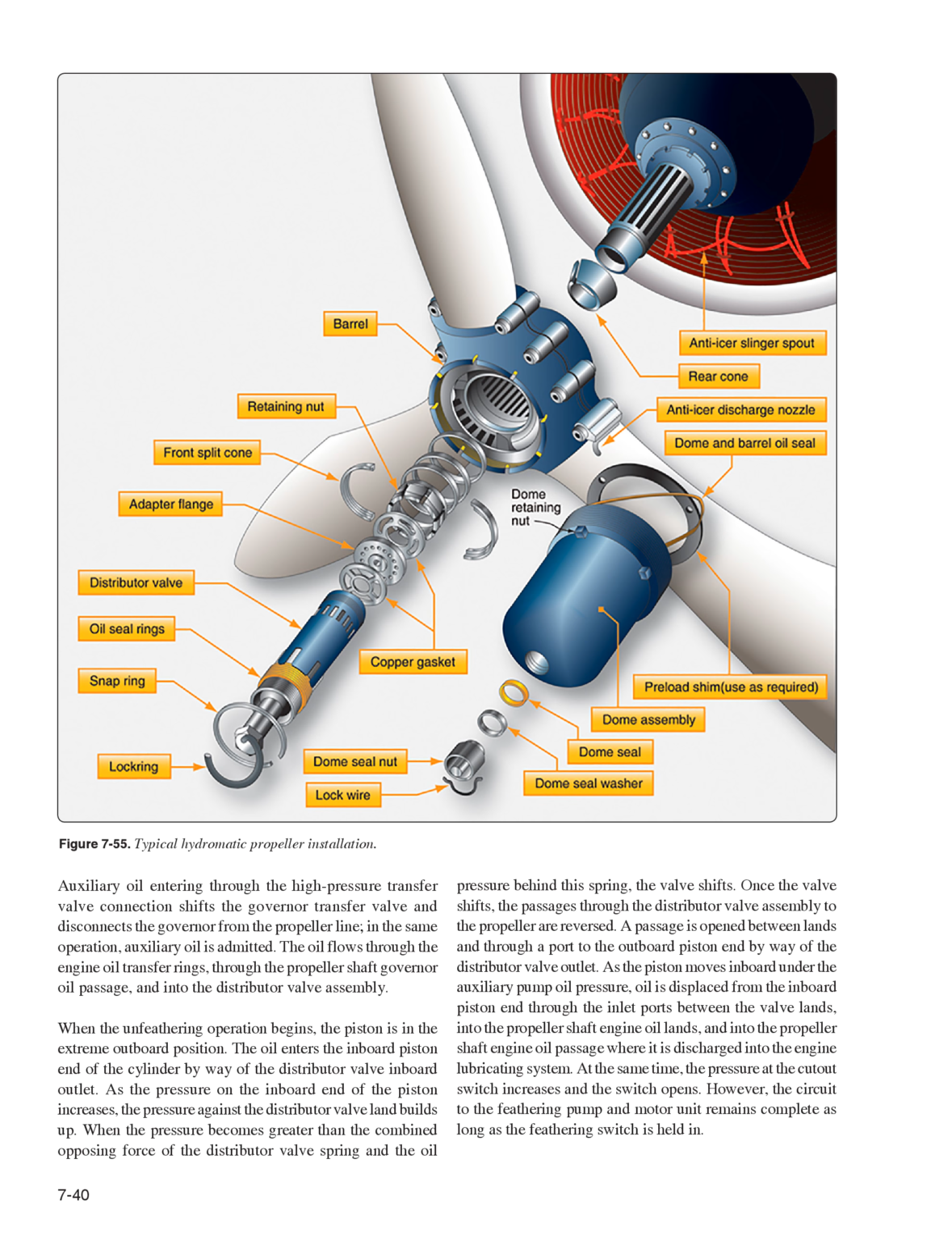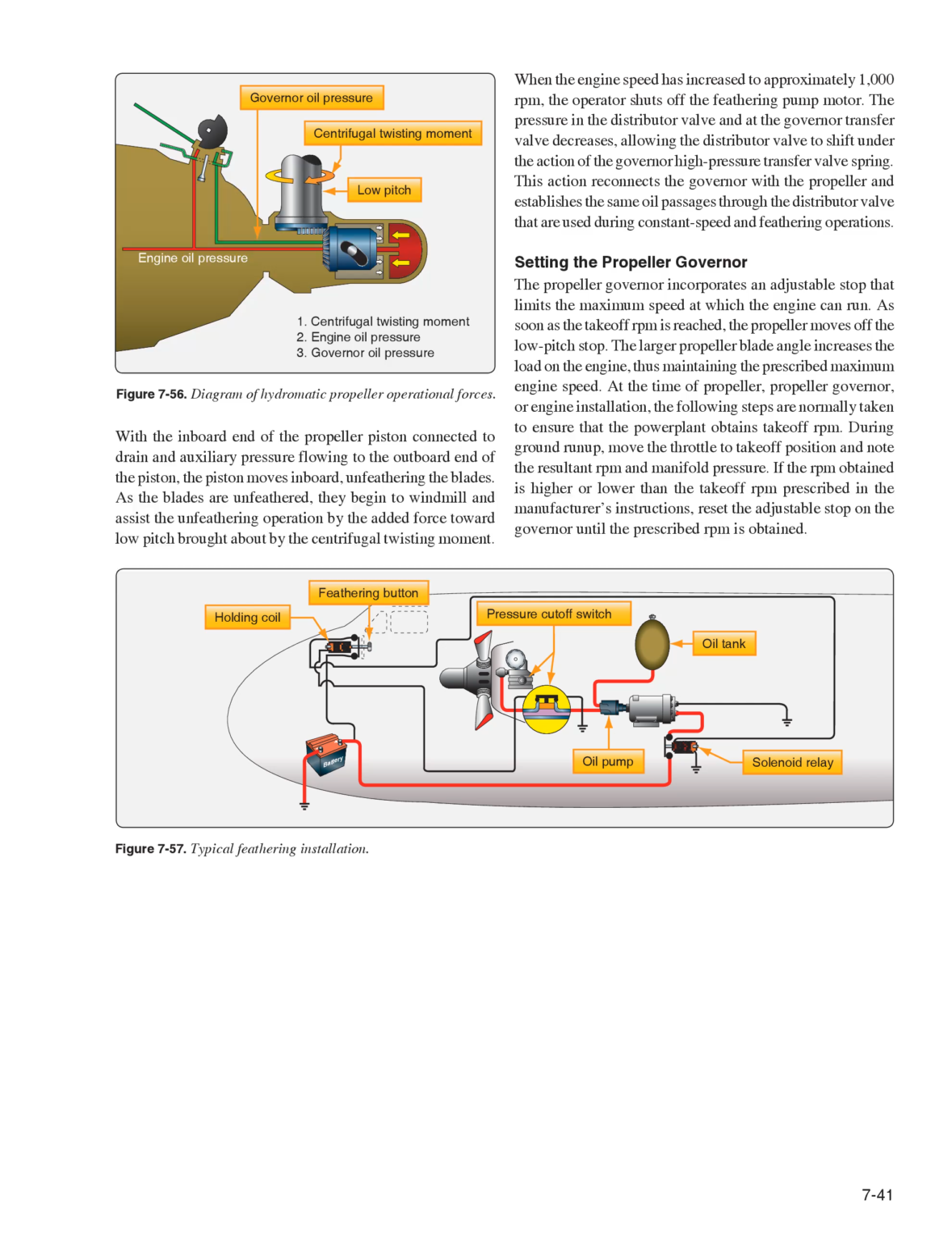At the same time, the pressure at the cutout switch increases and the switch opens. However, the circuit to the feathering pump and motor unit remains complete as long as the feathering switch is held in. With the inboard end of the propeller piston connected to drain and auxiliary pressure flowing to the outboard end, the piston moves inboard, unfeathering the blades. As the blades are unfeathered, they begin to windmill and assist the unfeathering operation by the added force toward low pitch brought about by the centrifugal twisting moment.